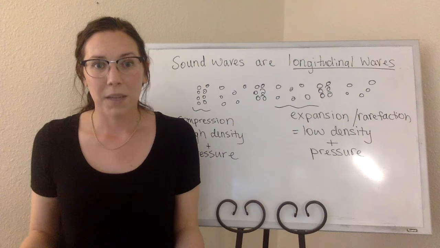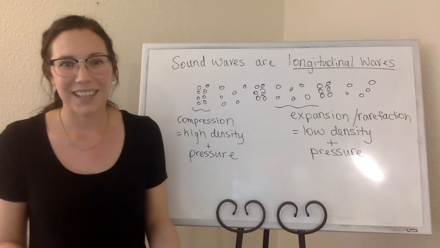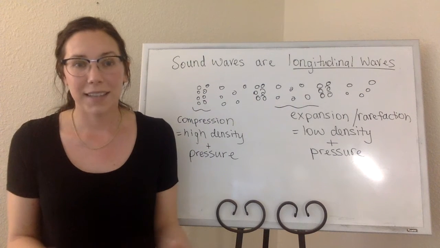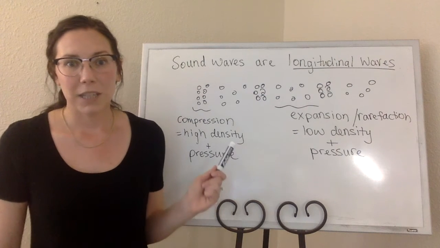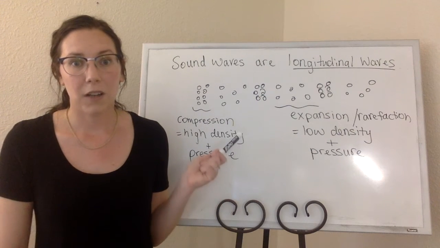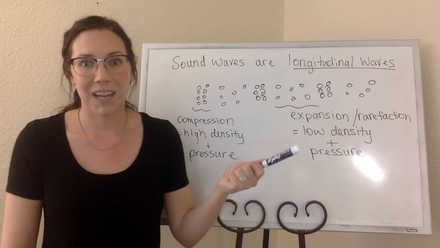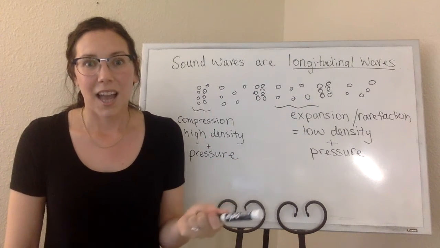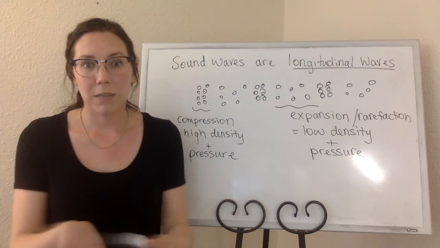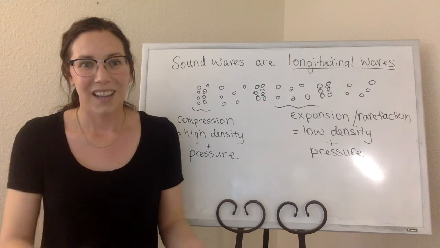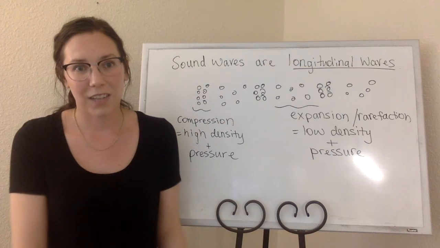Particles in the medium will oscillate to produce regions of high and low density and pressure. So these regions of high density and pressure are called compressions, and then regions of low density and pressure are called expansions or rarefactions. And by oscillating through these regions of compression and expansion, the wave will transfer energy throughout the medium.